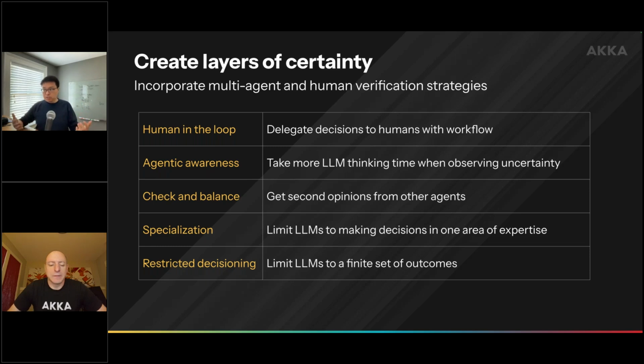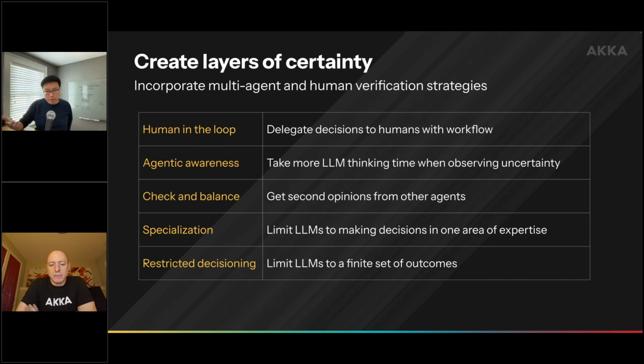Fourth technique is specialization. So you can limit LLMs to making decisions in their area of expertise. I've been using this implicitly. You know, there's the trust and safety LLM, there's the translation LLM, but the more you can narrow the scope of responsibility of the LLM, the lower the variance.